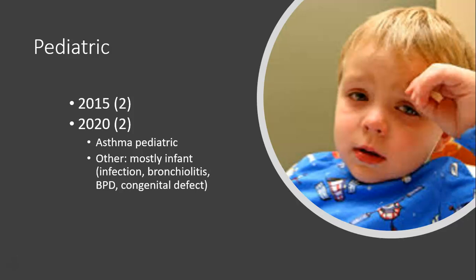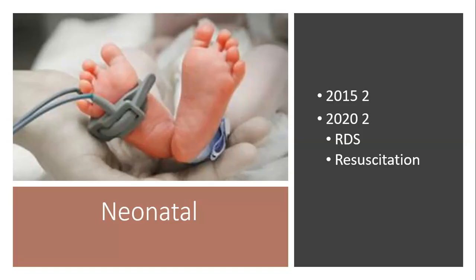Pediatric is about the same. I like to say it's slightly down because I feel like more of the diseases are neonatal, and I'll go into that in a minute. For certain, there will be a pediatric asthma on the 2020 simulation. The other possibility is pretty similar to what it had always been. It should be some kind of infection, bronchiolitis. It could be a BPD or a congenital defect of some sort.